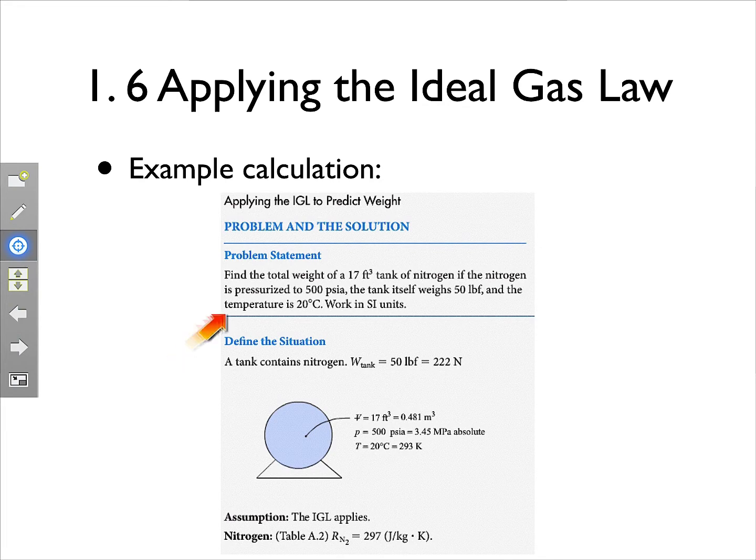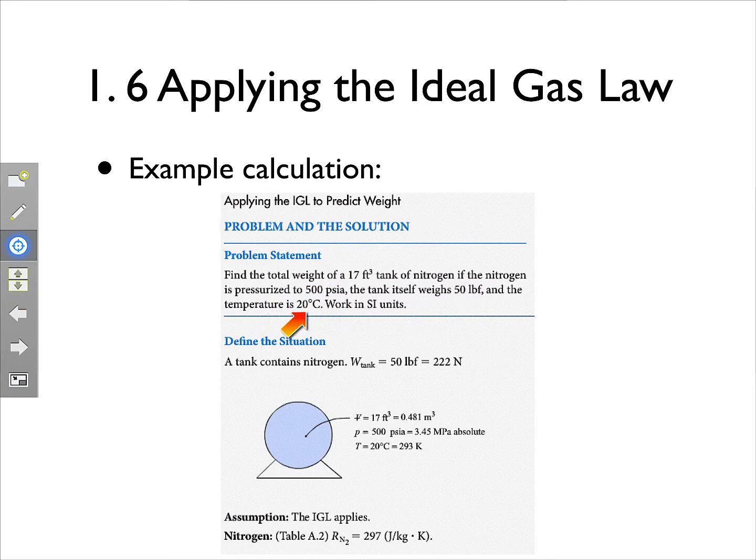So it says find the total weight of a 17 cubic foot tank of nitrogen if the nitrogen is pressurized to 500 psia. Now, one thing that we haven't talked about yet is what this A means, and A means in this case pounds per square inch absolute. So this is relative to atmospheric pressure. We'll talk about that later, but basically we're just going to pressurize the tank to that amount relative to the local atmospheric pressure. The tank itself weighs 50 pound force, and the temperature is 20 Celsius.